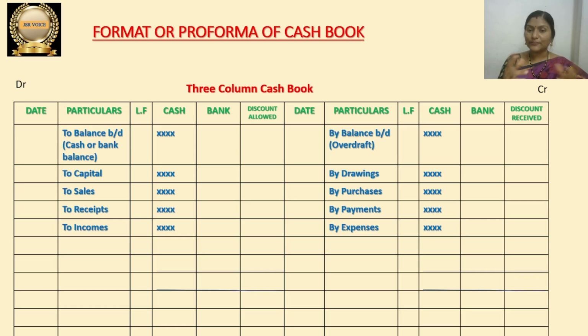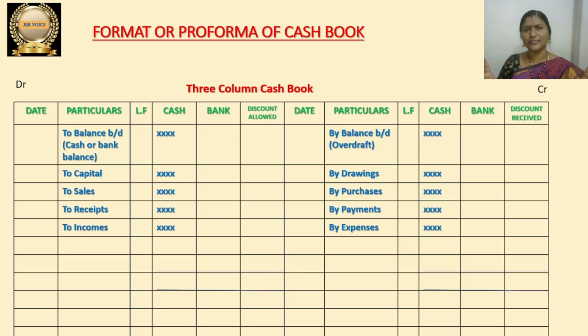Okay, so this format will be useful for all 3 books, and we can prepare all the 3 cash books with the help of these items. Let us learn what are those transactions actually we are going to record in the 3 column cash book as well as the first 2 cash books. So on the debit side we record some transactions, on the credit side we record some transactions.